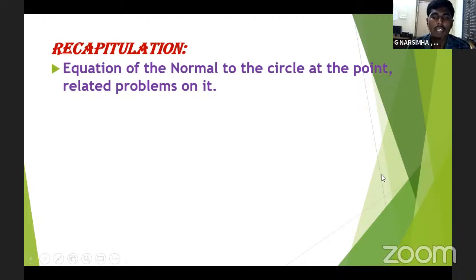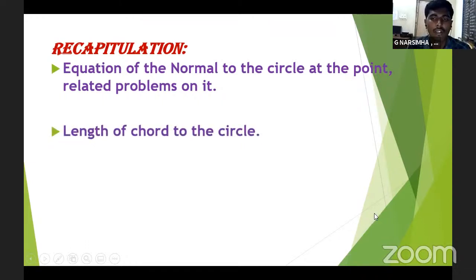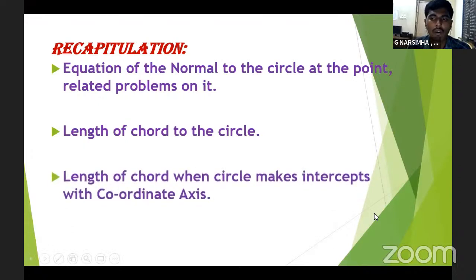Tangent to the circle at a point, and a few problems on it. A length of chord to the circle, which is formulated by 2 root r square minus d square. And finally, length of chord when the circle makes intercept with the coordinate axis. If it makes x-intercept, then the length of chord is 2 root g square minus c, etc.